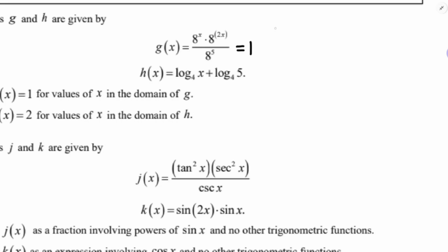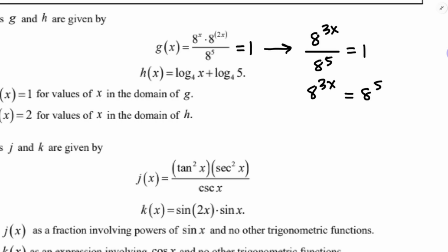You know, it's really tempting to try to just multiply both sides by 8 to the 5. I think we should just use the exponent properties first. So in the numerator, I'm going to have 8 to the x plus 2x is 3x, divided by 8 to the 5, equaling 1. And if you wanted to at this point, I think that would be a good thing to do: 8 to the 3x equals 8 to the 5.